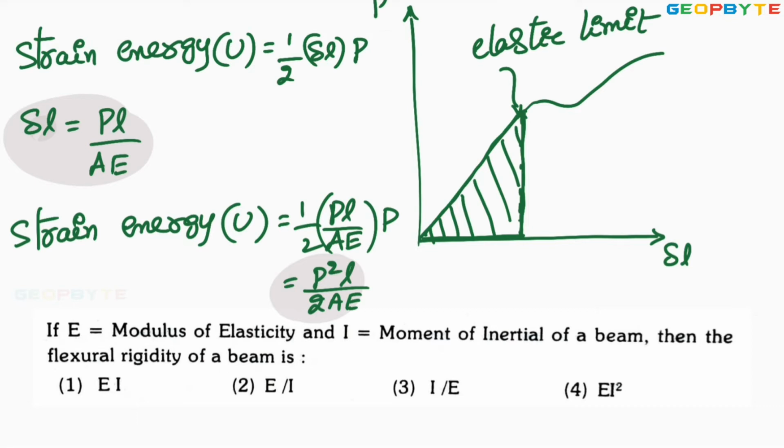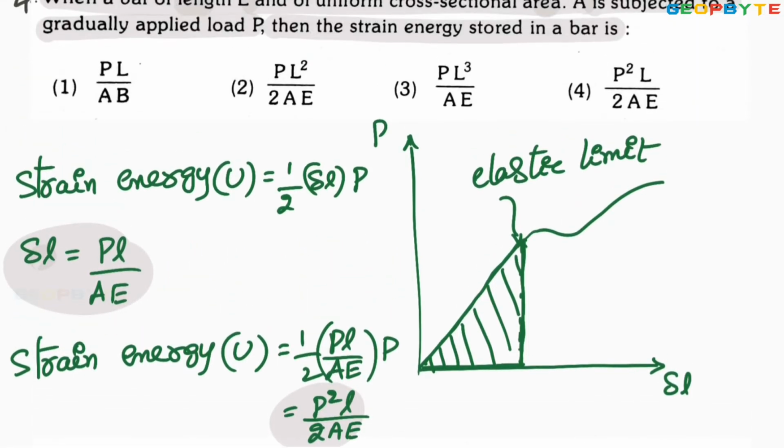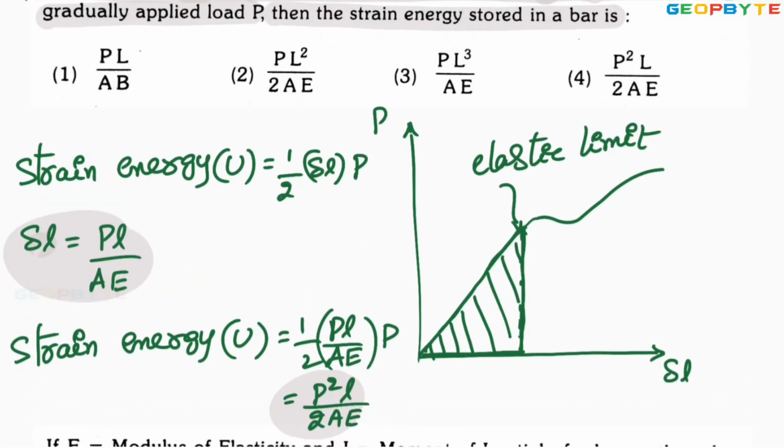The strain energy stored within the elastic limit is P square L by 2AE, where P is the applied load. Look at the options. Look at the fourth option, P square L by 2AE. Therefore, the fourth option is absolutely correct. I hope you got my point.